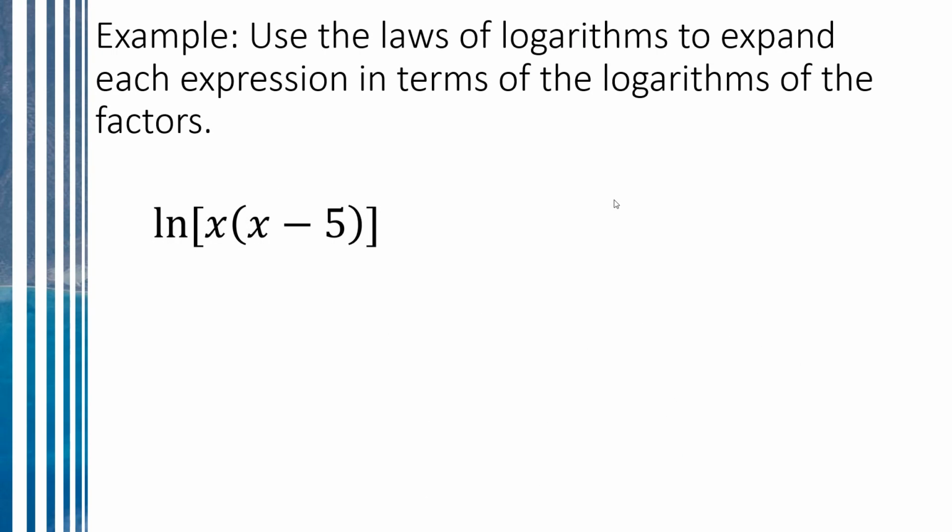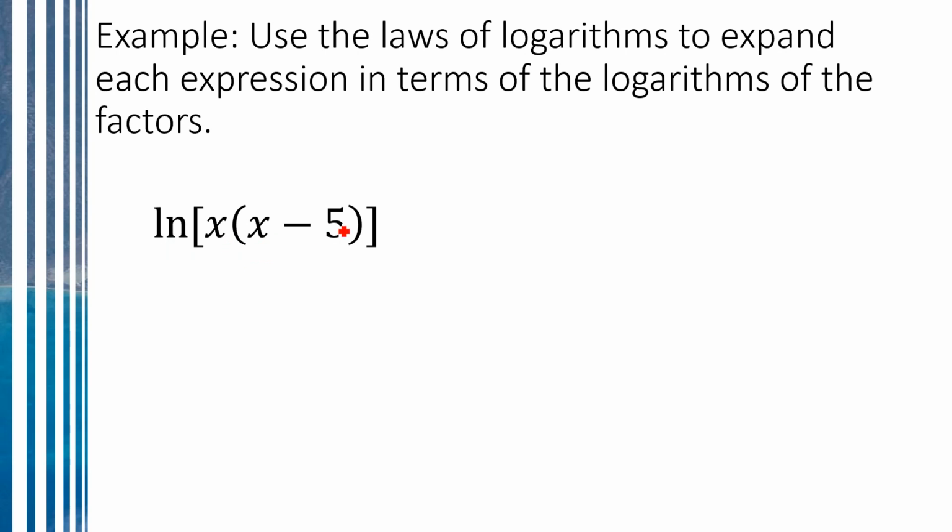Another example. Now, you can read this one as natural logarithm, ln. But it follows the laws of logarithm. So this must be read as the natural logarithm of the quantity x times the quantity x minus 5.